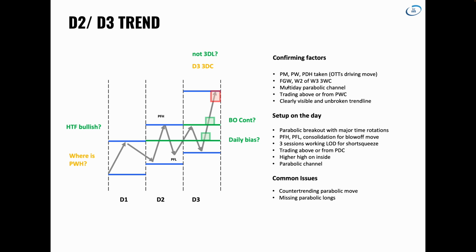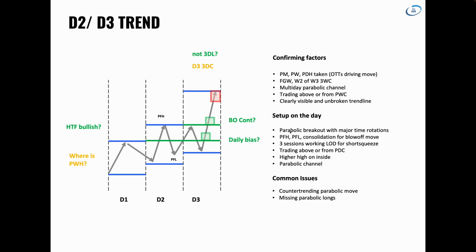Confirming factors, so we potentially looking at other time frames driving, as we said, higher time frames aligning, and the level, the weekly level especially triggered. Look at the weekly bias. You could have a multi-day parabolic channel. That's nice for such a trade. You want to be above previous week close. That's then even better. And you want to have a nice and unbroken trend line. So you want to be on the front side with this trade.